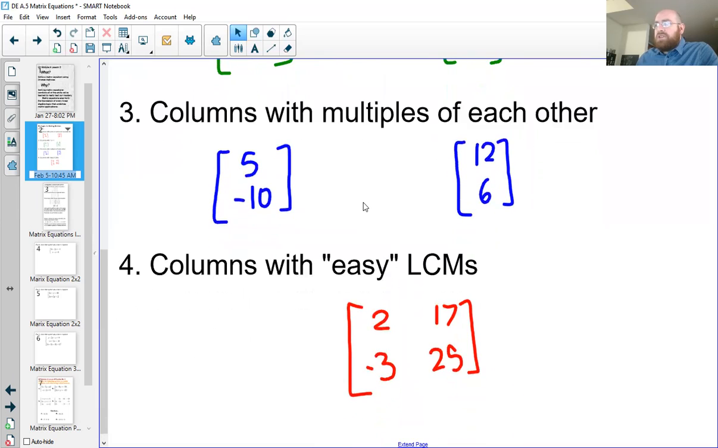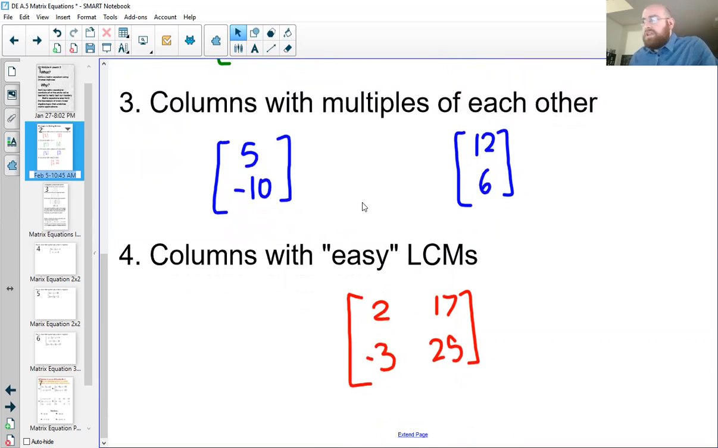Columns with multiples of each other is another place to look for. So if we have 5 and -10, we can use this 5 to get rid of our -10 by adding 2 times the first row. With 12 and 6, we could get rid of our first row by subtracting 2 times the second row. So looking for those common multiples is really helpful.